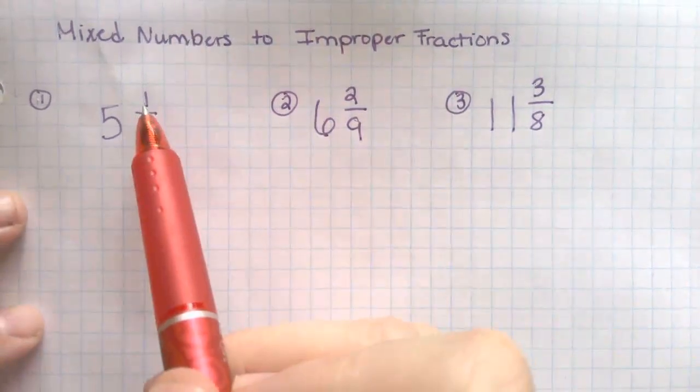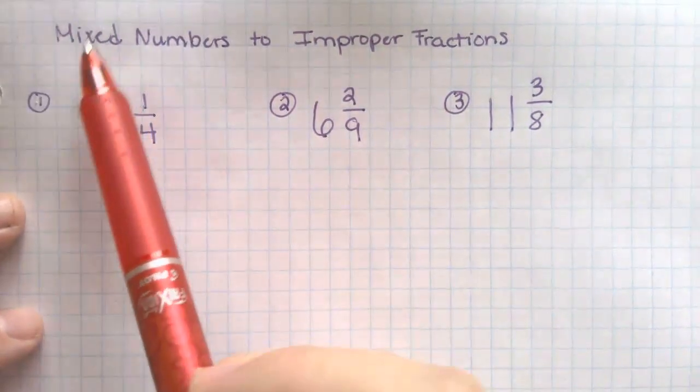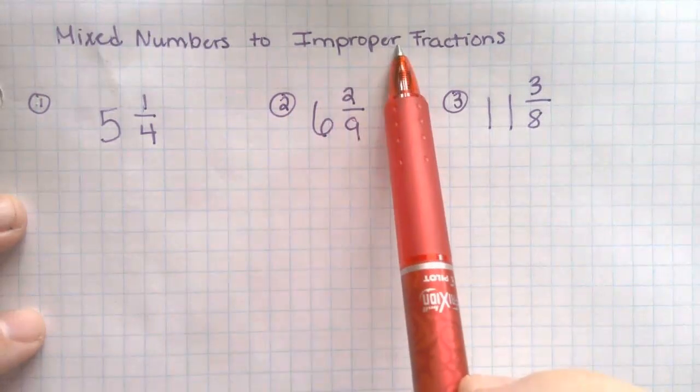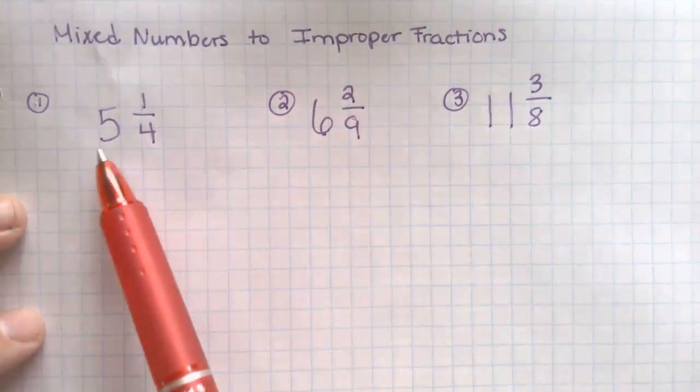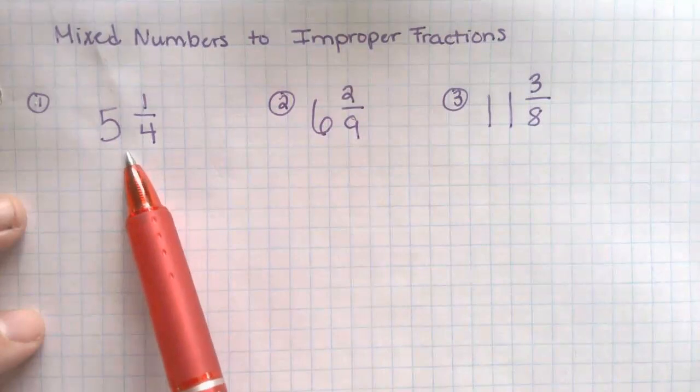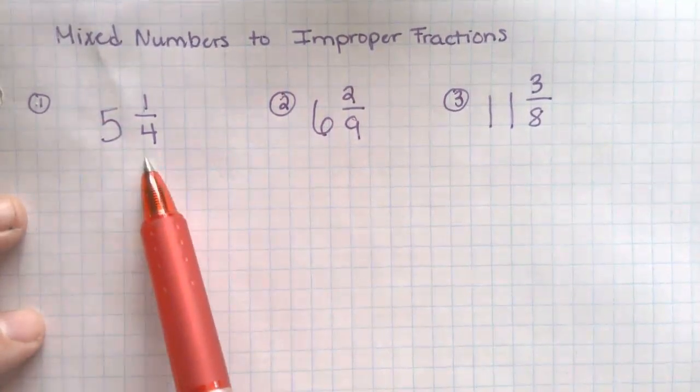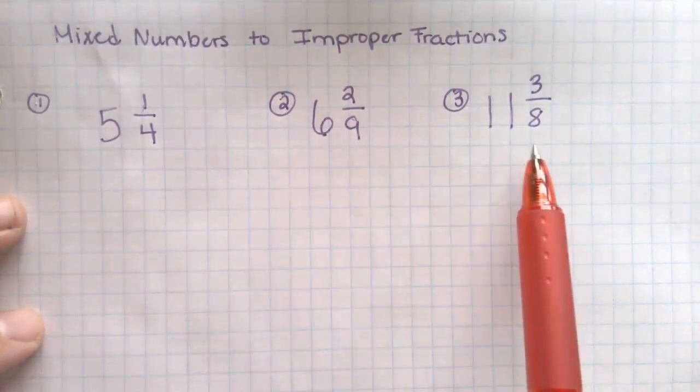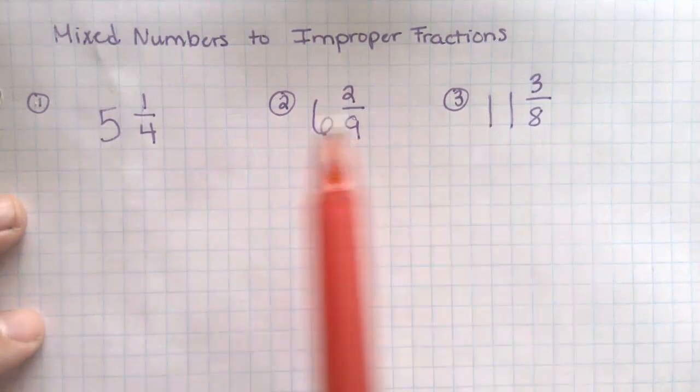Alrighty guys, so in this video we are going to be practicing going from mixed numbers to improper fractions and back. For these first three examples, these are all mixed numbers, so that's a whole number with a fraction included. It's the same exact procedure in all three, so I'm going to show you exactly what we're doing.